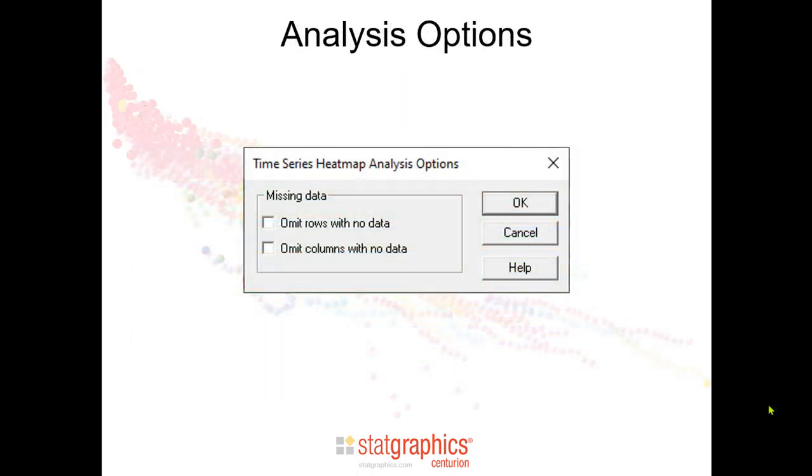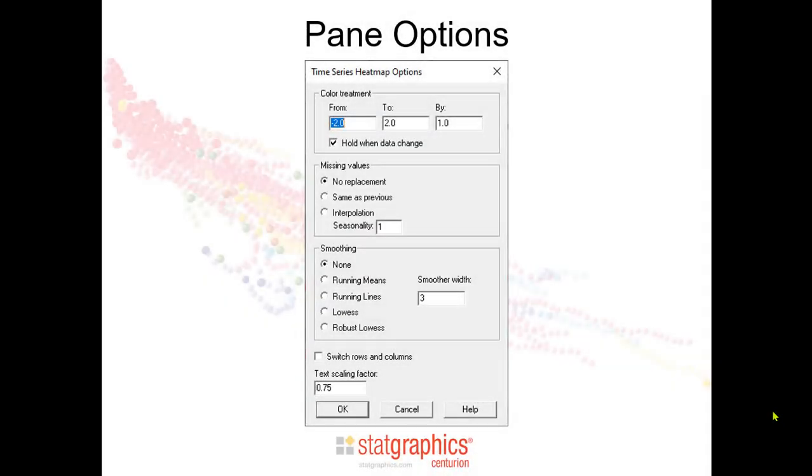In Statgraphics version 20, the Analysis Options dialog box lets you omit either rows or columns that contain no data. This could be useful, for example, if you're plotting stock prices where you'd like to omit Saturdays and Sundays. The Pane Options dialog box gives you several other choices. At the top, you define the colors of the heat map. I've let it range from -2 to +2 by 1.